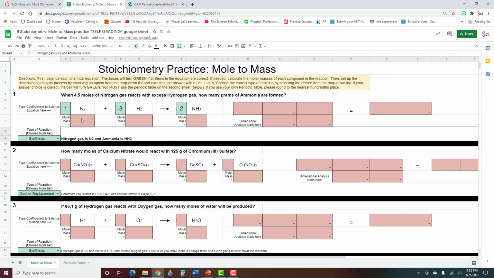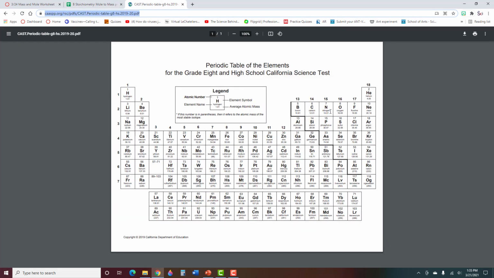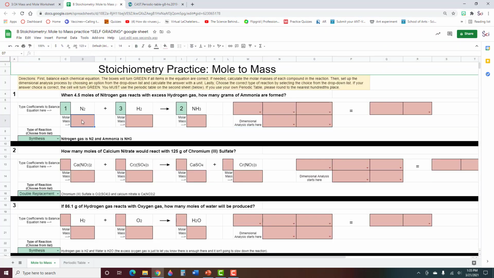Then the next thing it asks you for is the molar mass of every compound, even though you're only going to use the molar mass of one of these compounds. But it's good practice. For nitrogen, N2, you go to the periodic table, nitrogen is 14.01, and 14.01 times 2 is 28.02. No units, just type it in as the number. It'll stay red if you type in the units. And then the molar mass of hydrogen is 1.01, so this is 2.02.